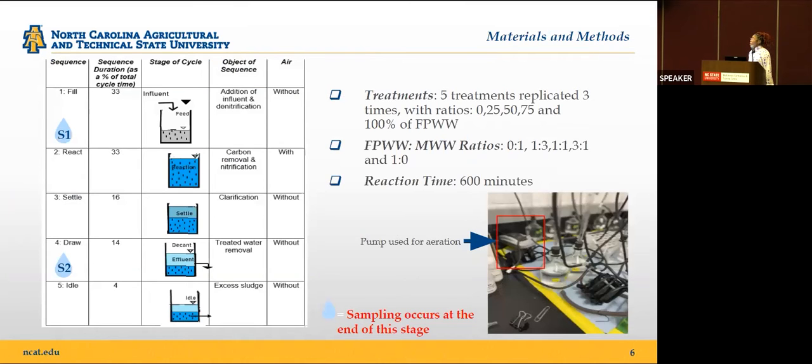So to do this project, we intended to use a sequencing batch reactor, which has been proven to be successful in treating wastewater from the food processing industry. And this reaction has 5 steps. The filling step is number 1, which takes place for 33% of the time. The reaction step takes place also for 33% of the time. And then we have the settling phase, the drawing phase, and the idle phase.